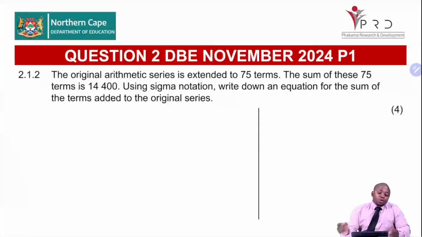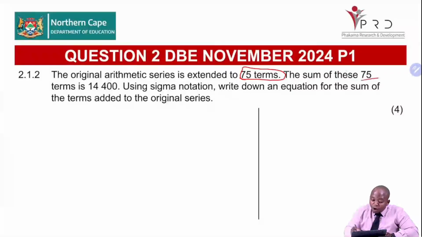Now let's proceed to 2.1.2. They said the original series is extended to 75 terms, and the sum of these 75 terms is 14,400. Using sigma notation, write down the equation of the sum of the terms that need to be added to the original series. Let us read the question again. Remember, grade 12, you must be able to read the question more than once so that you can understand it in detail. Let's start again. The original arithmetic series is extended to 75 terms.